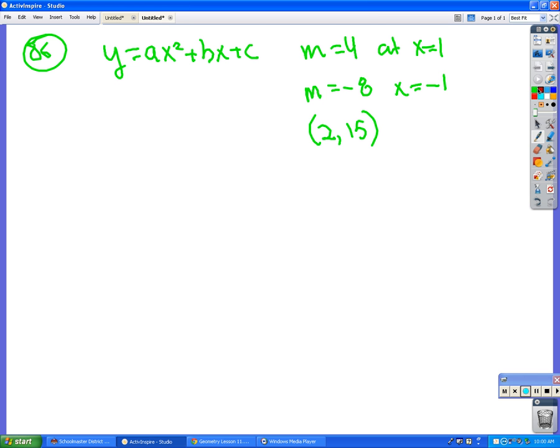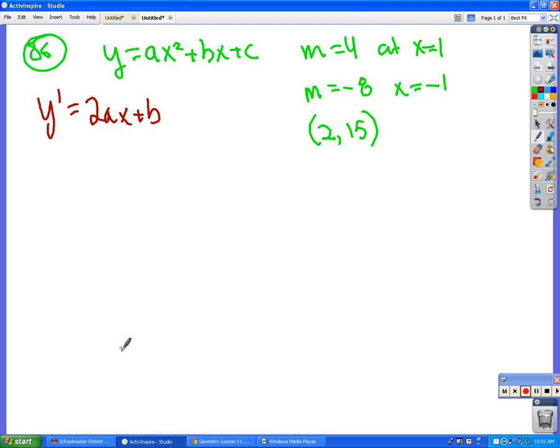So, the slope is 4, so how do you find the slope of this parabola? How do you find the slope of any curve? Take the derivative. The derivative is the slope. Okay, so the slope of this thing is 2ax plus b, right?